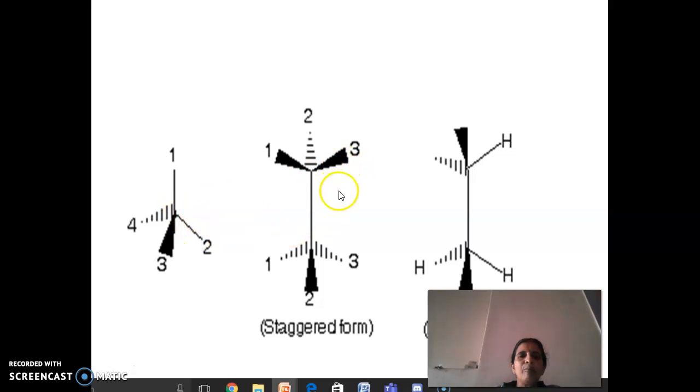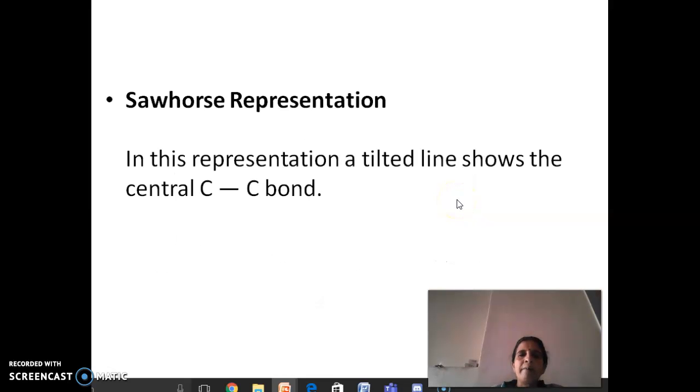So these are the examples having two chiral carbon atoms. This is a staggered conformation of the stereoisomer having two chiral carbon atoms, and this is the eclipsed conformation of the stereoisomer having two chiral carbon atoms.